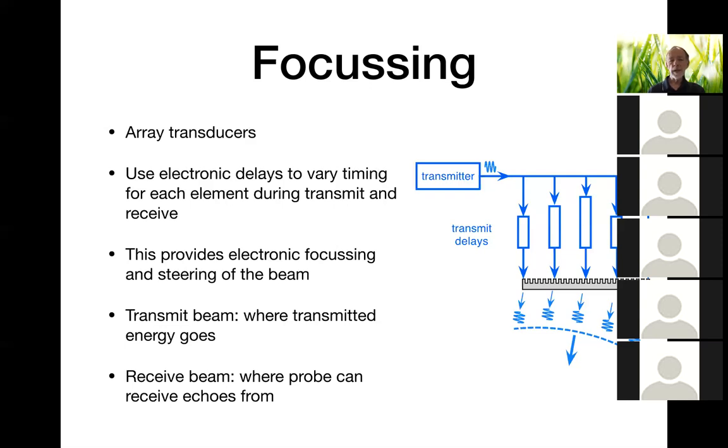So any tissues outside of the receiving beam that happened for some reason to produce echoes, those echoes would not be detected. Only echoes coming from within the receiving beam will be detected by the machine. So each of them try to define as well as possible, as well as the machine can do this focusing, just exactly where the transmitted pulse goes and where the received echoes come from.